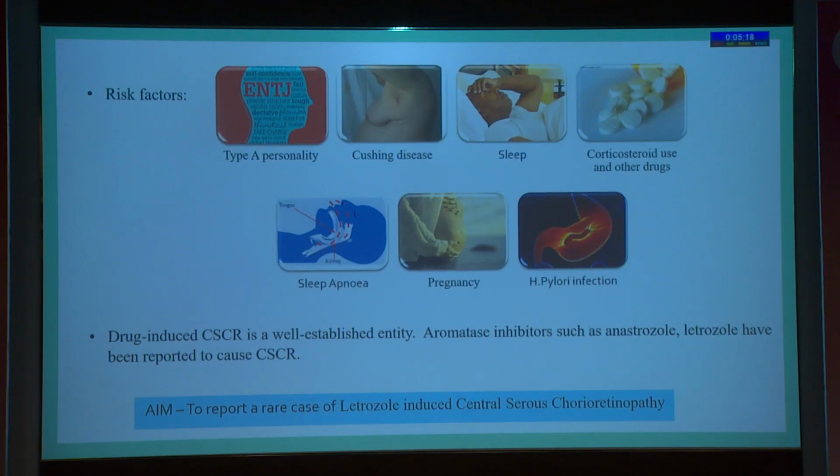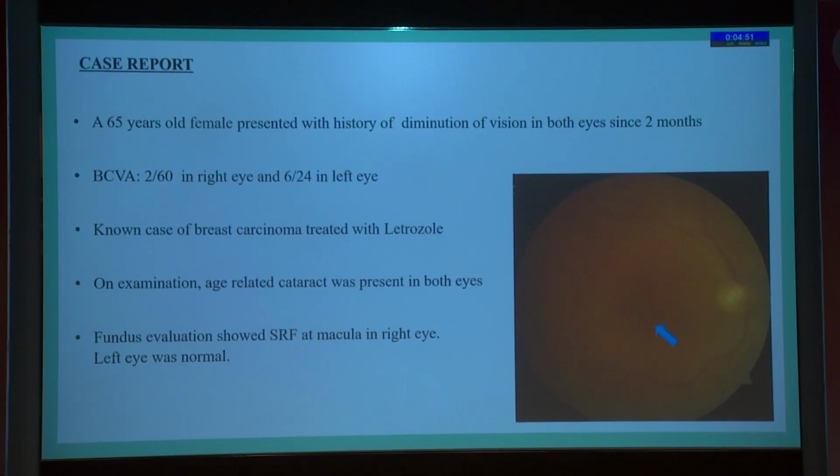Risk factors can be type A personality, Cushing's disease, corticosteroid use and other drugs, sleep apnea, pregnancy or H. pylori infection. Drug-induced CSCR is a well-established entity. Aromatase inhibitors such as anastrozole and letrozole have been reported to cause CSCR. The aim was to report a rare case of letrozole-induced central serous chorioretinopathy. The case report is as follows.